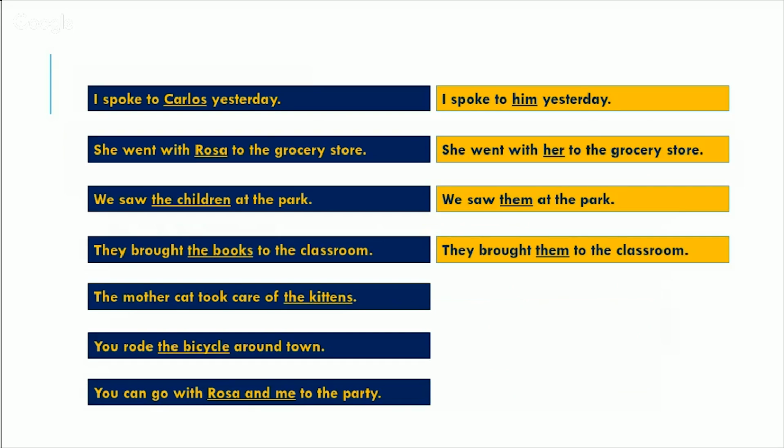Number 5. The mother cat took care of the kittens. So kittens son los gatos pero bebé, los chiquitos, ¿verdad? So the mother cat took care of the kittens. We have Katia, who says the mother cat took care of them. Anna, the mother cat took care of them. And Melissa and Janet, the mother cat took care of them.